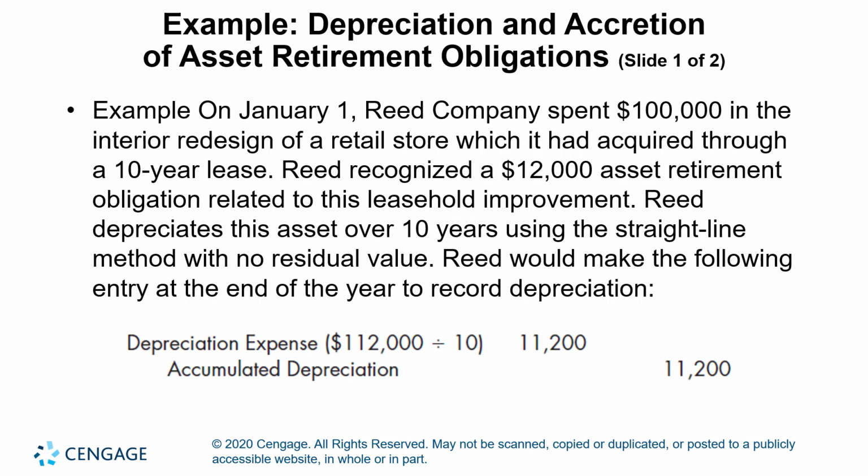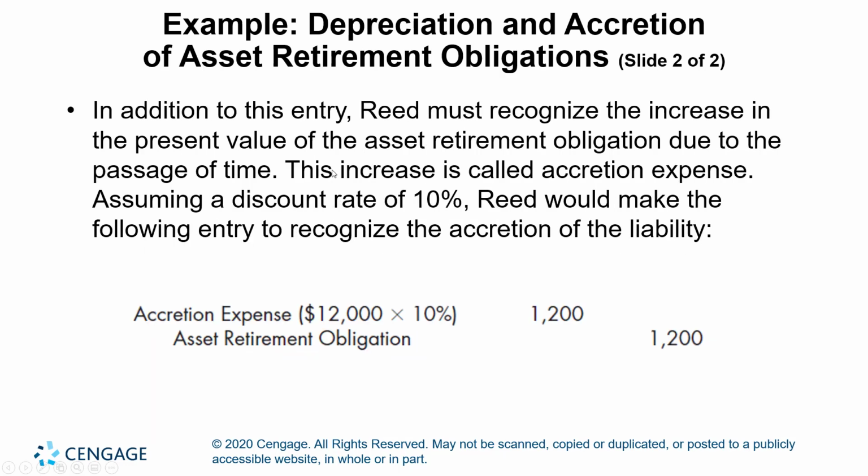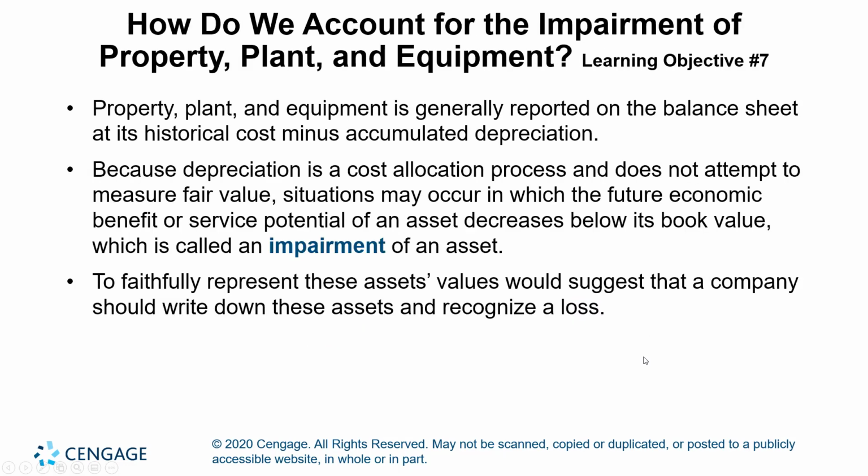We also have impairment of plant, property, and equipment. Plant, property, and equipment is generally reported on the balance sheet at its historical cost minus accumulated depreciation. Because depreciation is an allocation process and does not attempt to measure fair value, situations may occur when the future economic benefit or service of an asset decreases below the book value. This is called impairment. To faithfully represent the asset's value, a company should write down the asset and recognize a loss. GAAP requires that companies review plant, property, and equipment for impairment whenever events or changes in circumstances indicate the book value may not be recoverable.